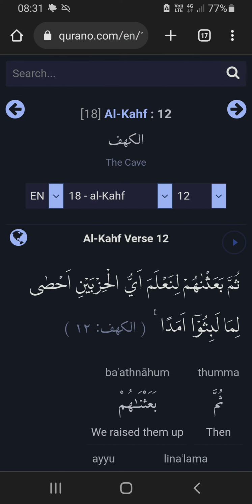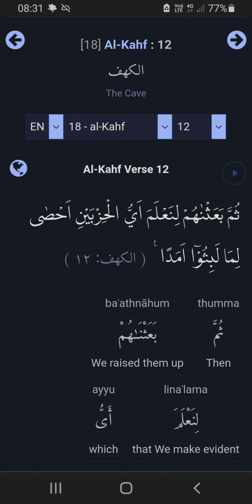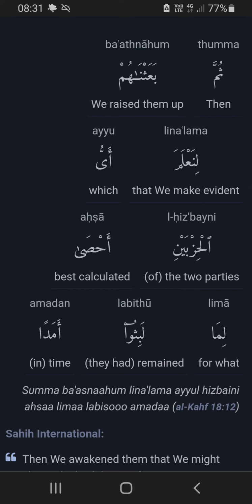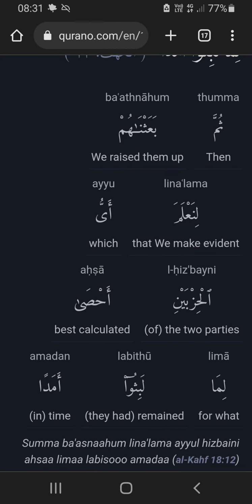And if you go back a bit to verse 12, ثُمَّ بَعَثْنَاهُمْ لِنَعْلَمَ أَيُّ الْحِزْبَيْنِ أَحْصَىٰ لِمَا لَبِثُوا أَمَدًا. Then We raised them up, that We make evident which of the two parties best calculated the time they had remained. Which of the two parties calculated best.